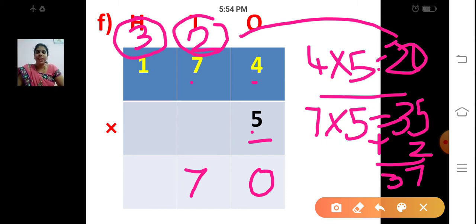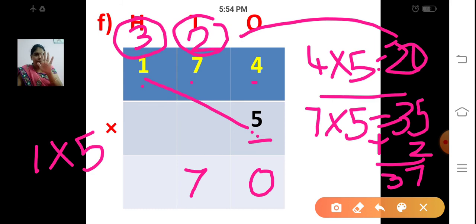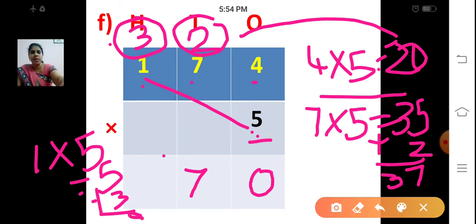Yes. Now, last step is we are going to multiply the digit at the hundreds place. 1 into 5. 1 5s are 5. So, what we have to do next? We have to add the carried over part, right? 5 plus 3. 5, after 5, 6, 7, 8. So, write down 8 below the hundreds place. So, the answer is 870.